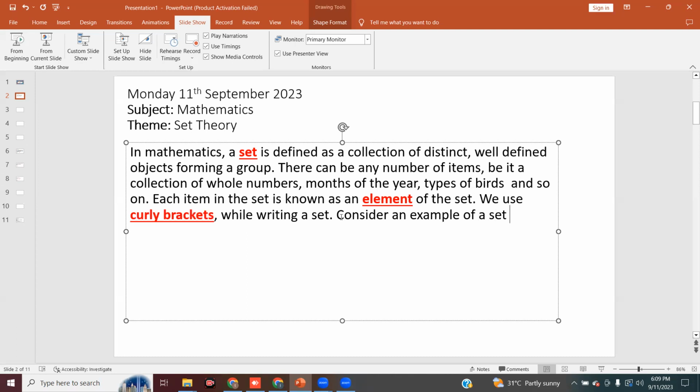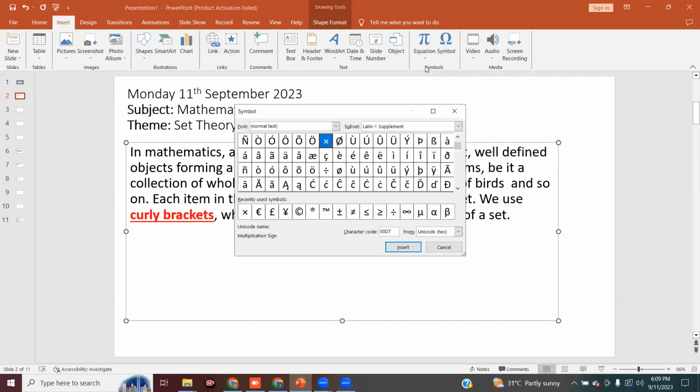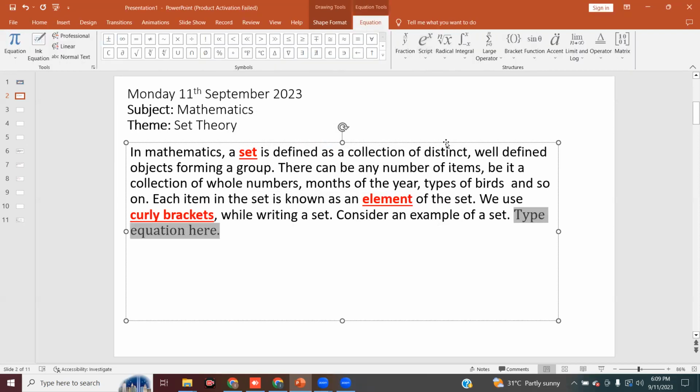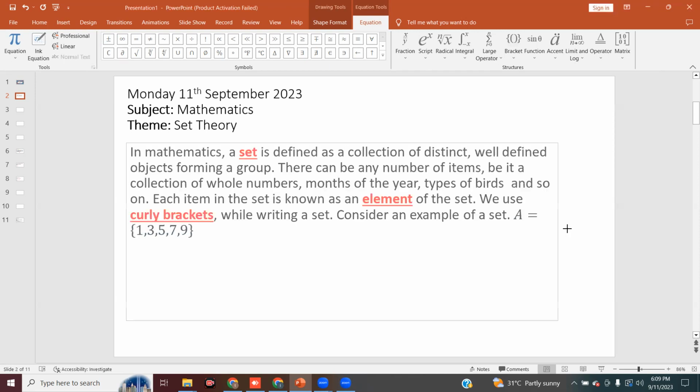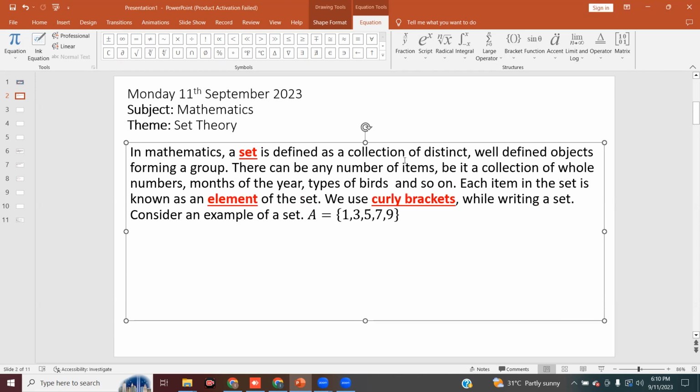Let's say we have set A. And let's say in set A, we have the numbers 1, 3, 5, 7, and 9. So those are the elements of set A. The elements of set A are 1, 3, 5, 7, and 9.